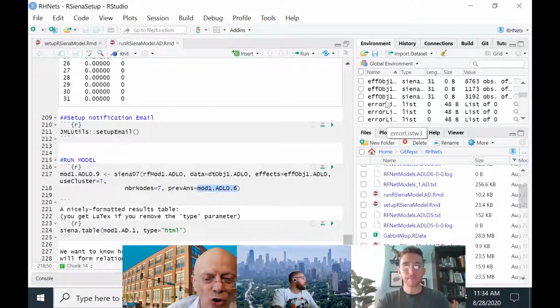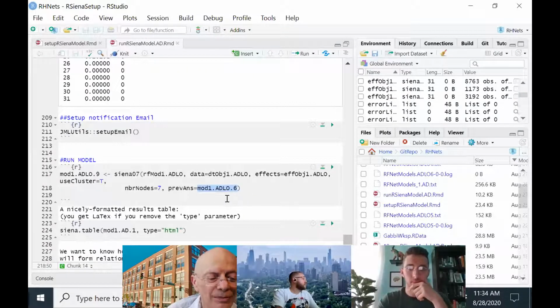But if it's not in your global environment, that means you didn't use it. Or you might have used it, but you didn't save this run. So it didn't go back into here, it didn't get saved, and saved here as well. So in a sense, if you already have run something that's worked out well, you can put that in there. And this is just basically running the model.